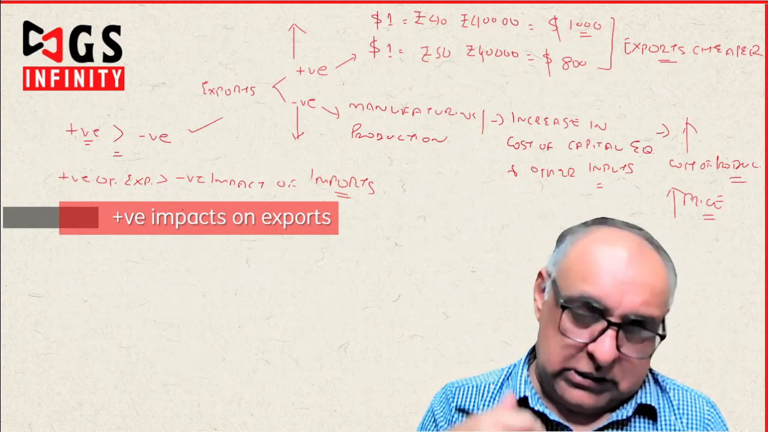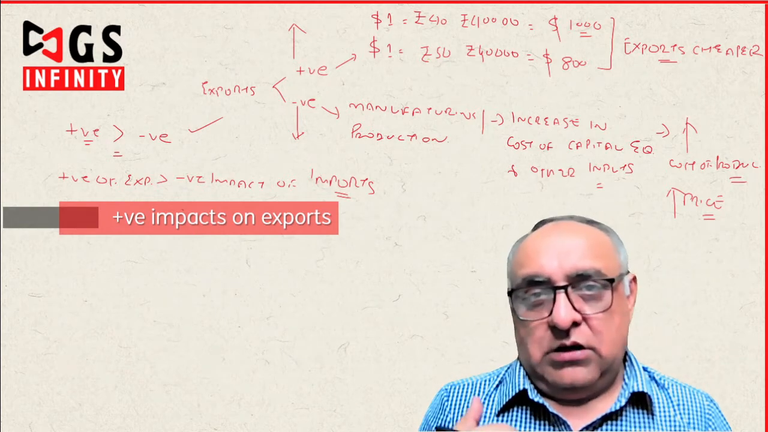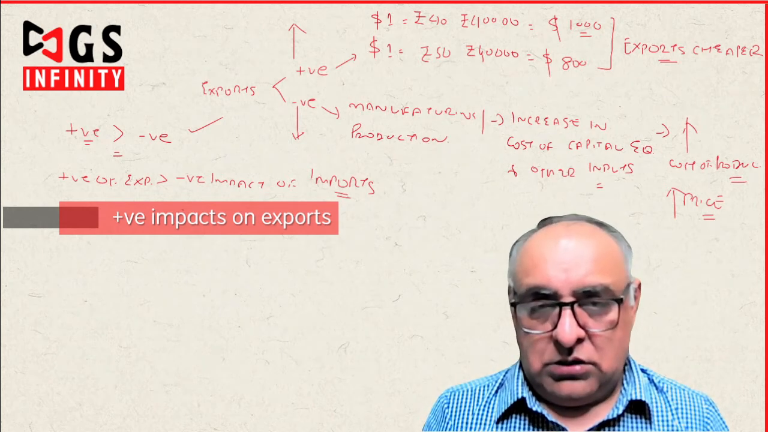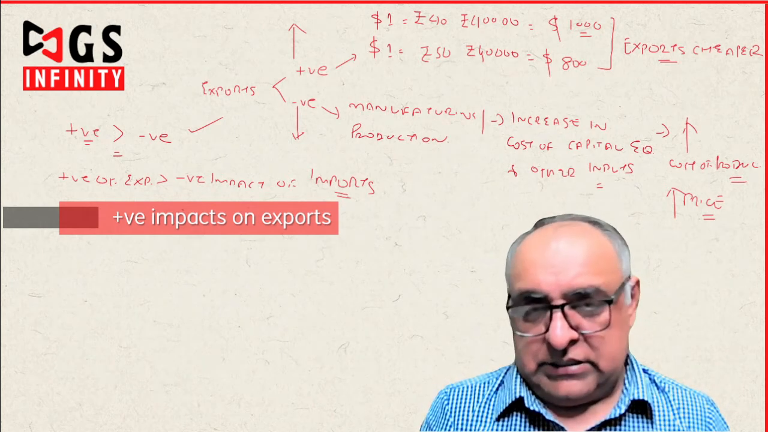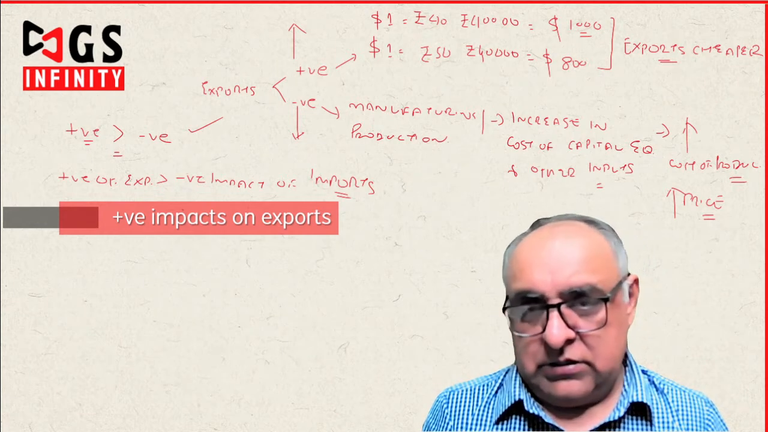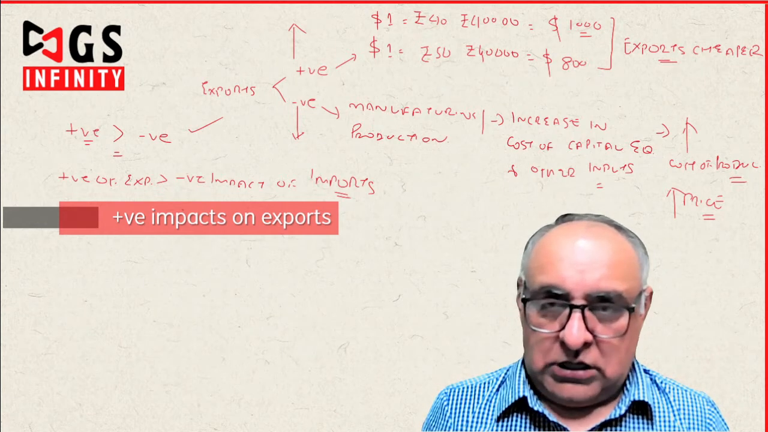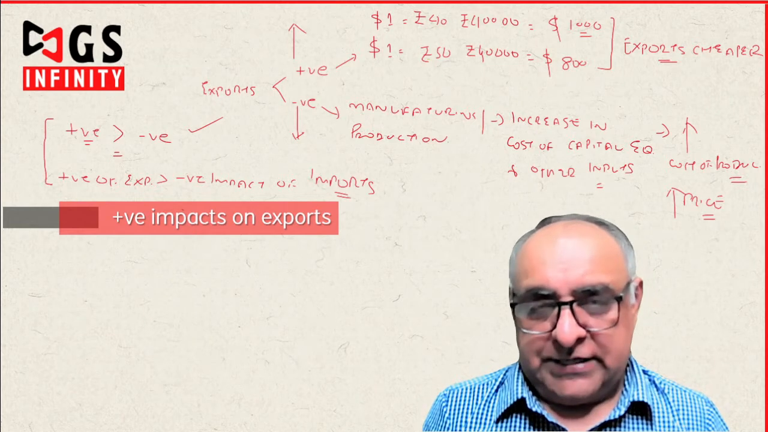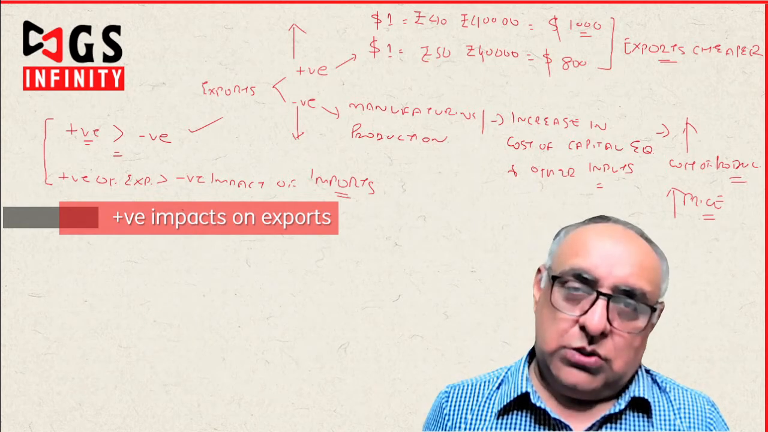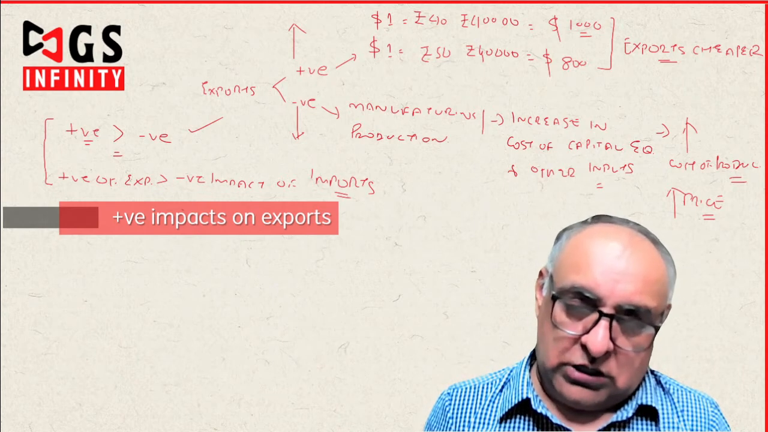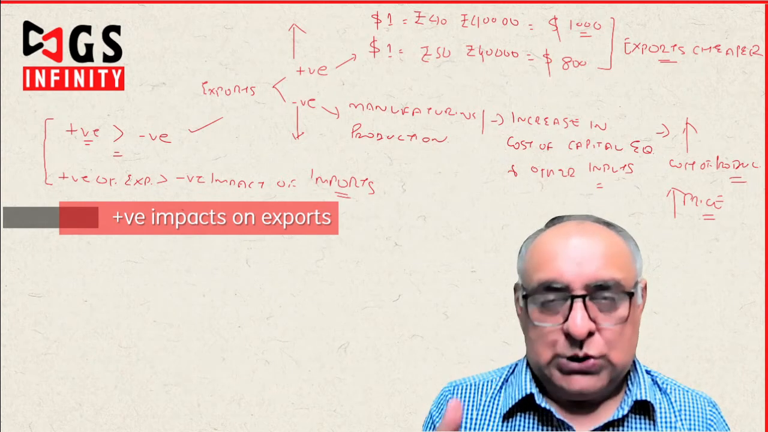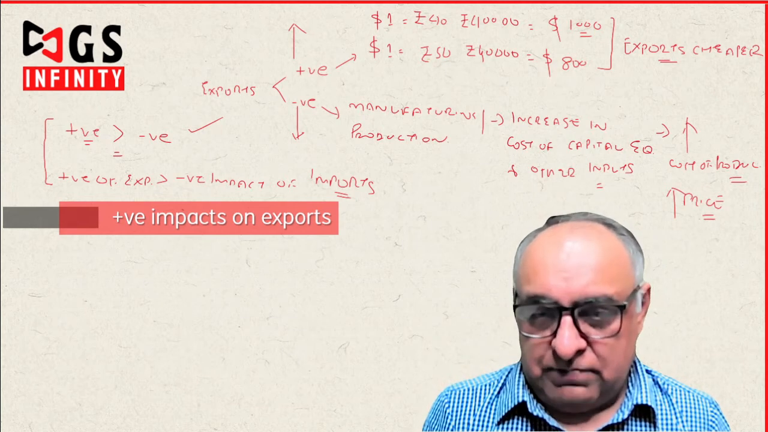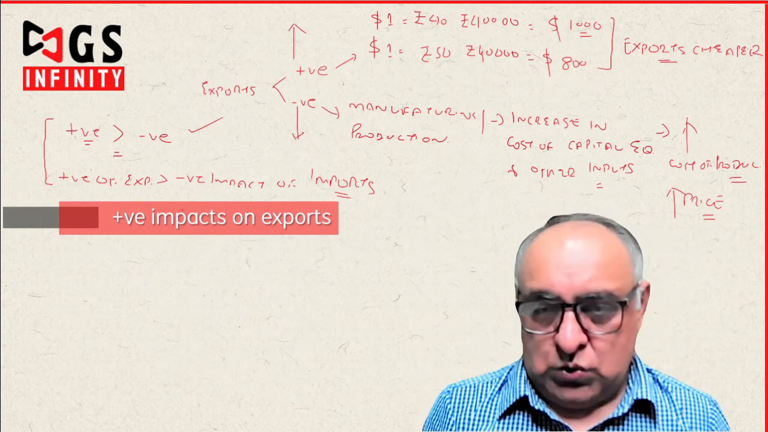So India's balance of trade, balance of payments, or current account deficit will be affected by this, depending on how the impact on exports is going to offset the impact on imports, or how the impact on imports is going to offset the impact on exports. The net result would depend on that.